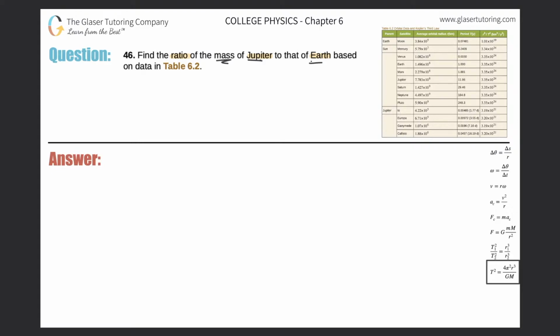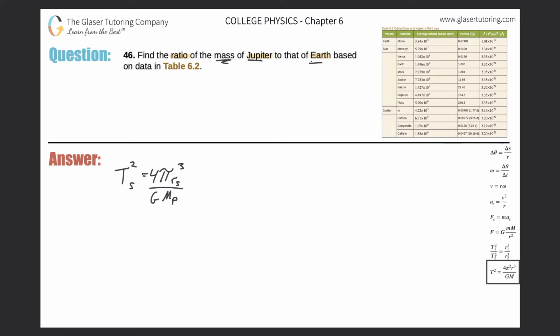This formula represents the period squared of a certain satellite around its parent, which is equal to 4 times pi squared multiplied by the radius between that satellite and its parent cubed, all divided by the gravitational constant multiplied by the mass of the parent. Let me just put r sub s here for the radius between the satellite and its parent.